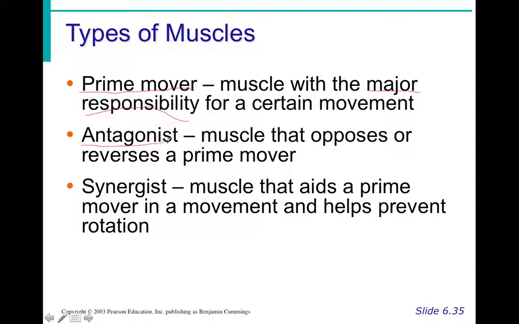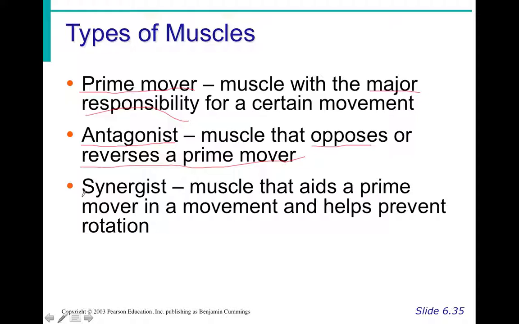There's the antagonist, which if you've read plays or something along those lines, the antagonist is the bad guy. The antagonist is a muscle that opposes or reverses the primary mover. And so if biceps brachii flexes the elbow, triceps brachii would be its antagonist because it extends the elbow. So a muscle that works against the muscle we're concerned with is the antagonist.